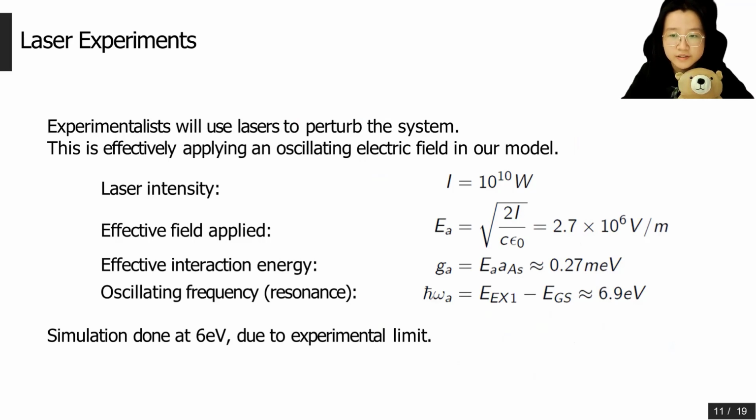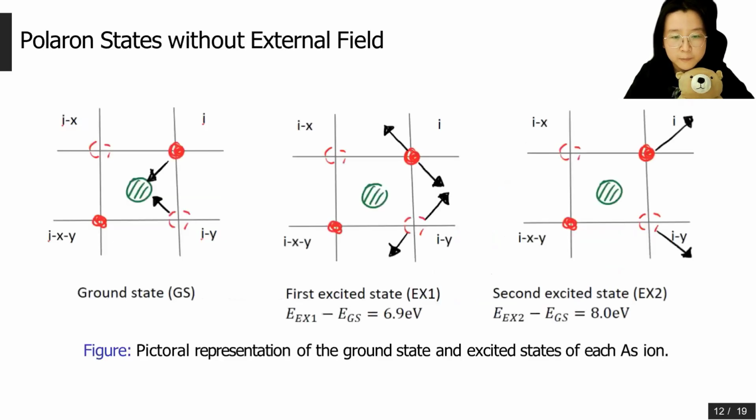Meanwhile, the frequency of the laser, which is typically expressed as an energy, is 6 electron volts for the experiment. And this is an interesting frequency or energy because it is close to the resonant frequency of the system, lying at 6.9 electron volts. That's the energy difference between the first excited state and the ground state for a polaron. Now we're going to take a look at how the polarons behave without any external laser or electric field.